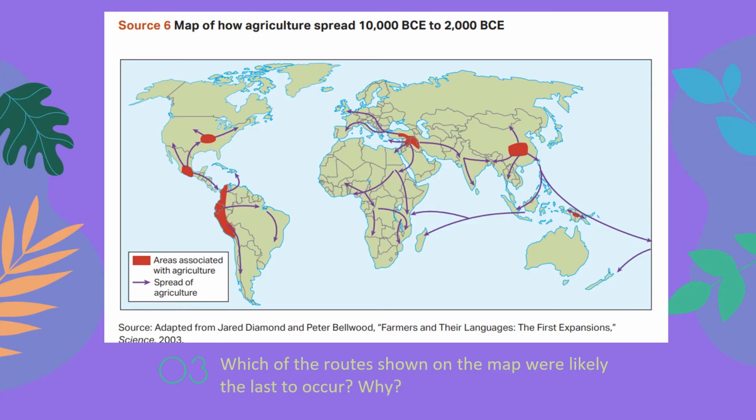All right, back to source 6. Which of the routes shown on the map were likely to occur last? Why do you think that? So of all these routes, if we look, every purple arrow is a route on how agriculture spread. So of all these little purple arrows, which one do you think was the last to occur? And then why do you think that? Take a moment to pause if you need to.